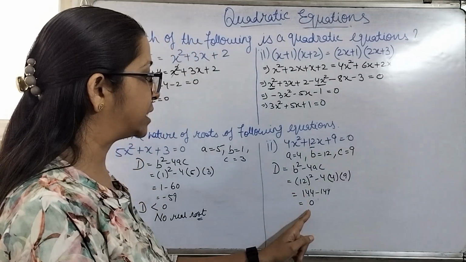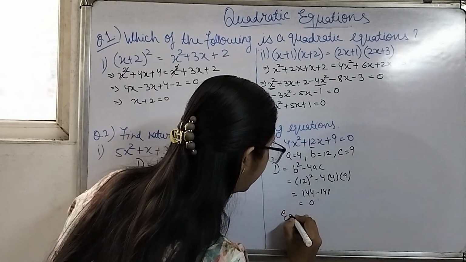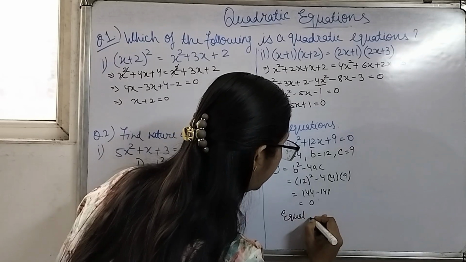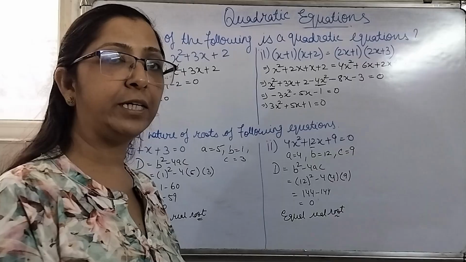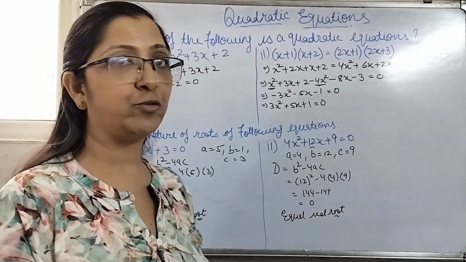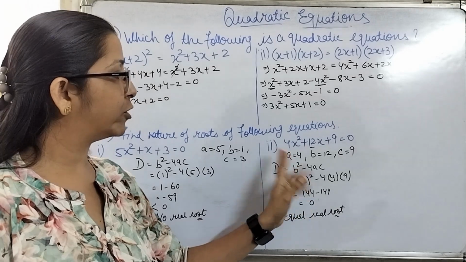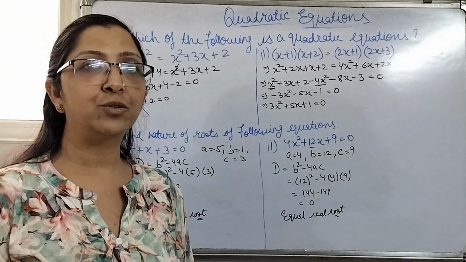So when D is 0, we know that the roots will be equal real roots. Both the roots will be equal and they will be real in nature. So equal real roots will be there. So by finding the value of b square minus 4ac, we will come to know what the nature of the roots will be.